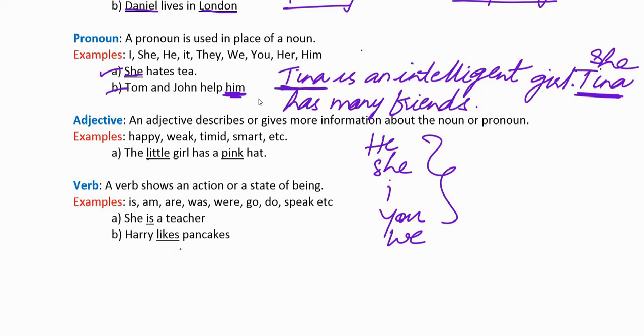So whenever you want to replace a noun which is placed in the object's place, you have to use object pronouns. What are the object pronouns? Object pronouns are him, her, them, etc. So don't worry even if you do not understand this, because we are going to learn these in detail in the upcoming videos. Alright, I hope you have understood pronoun.